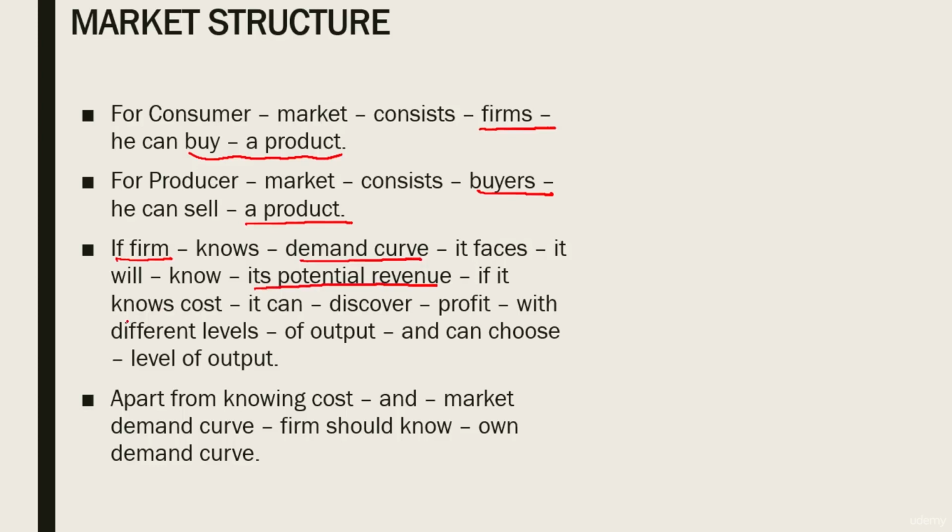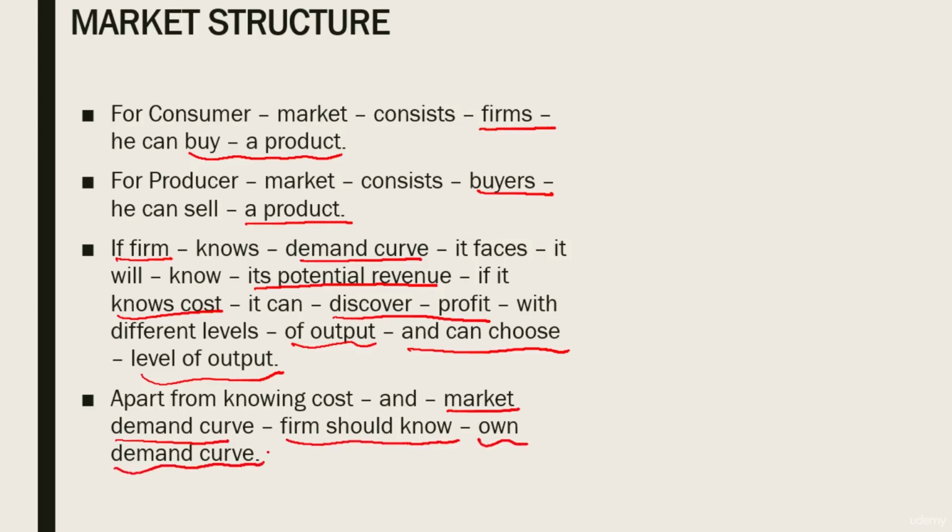And if it knows its cost, then it can discover its profit with different levels of output, and it can choose that level of output which is going to increase the profit. So apart from knowing cost and market demand curve, the firm should know its own demand curve. That is more important.